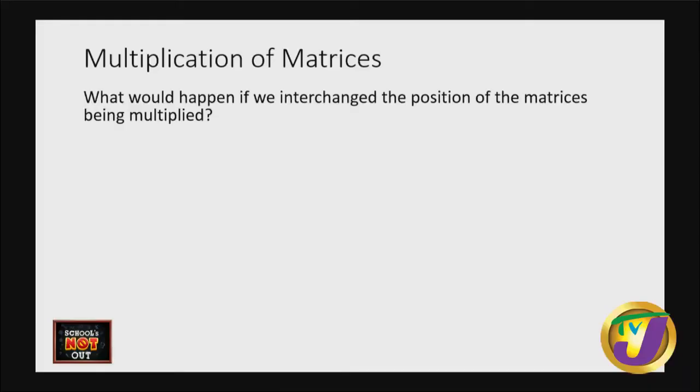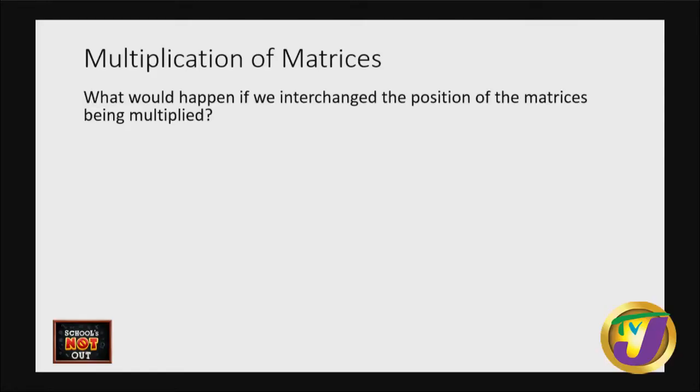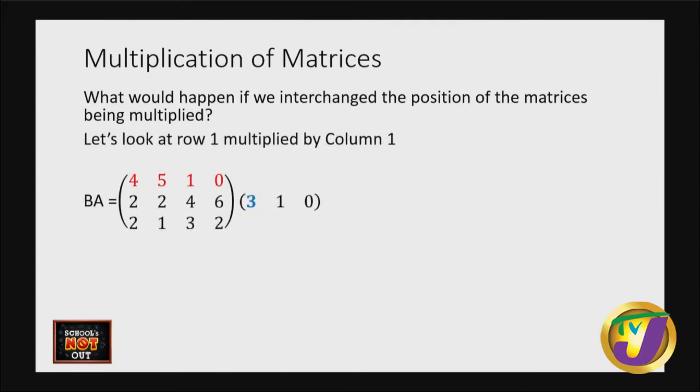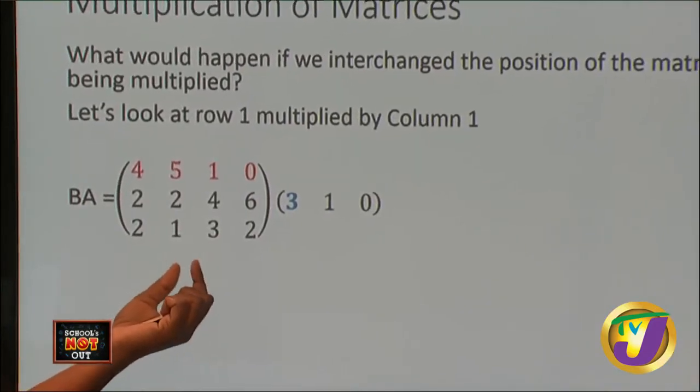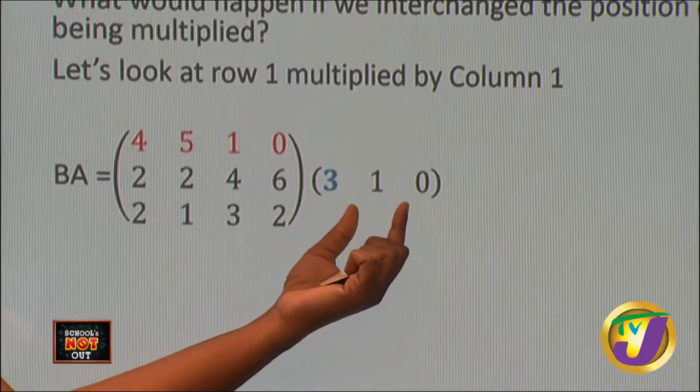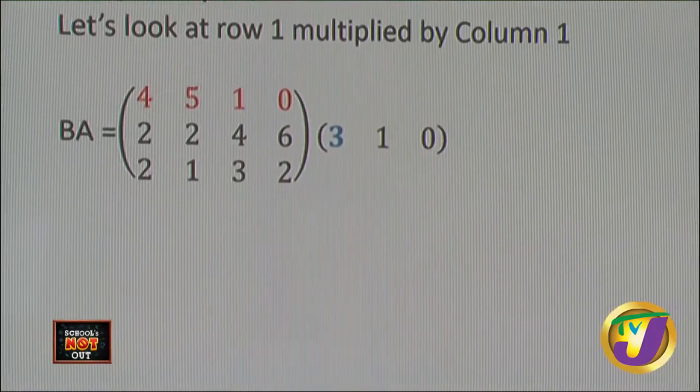What would have happened if we interchanged the position of the matrices being multiplied? Very important question. What do you think would happen, Karima? We had the 1 by 3 first, and then we had the 3 by 4 after. So now we're looking at the 3 by 4 multiplied by the 1 by 3. So we're changing the positions of the matrices, and now B becomes the multiplier and A is the multiplicand. We want to see what would happen.